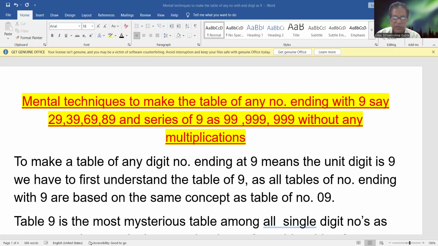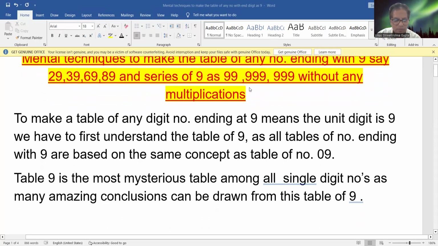So how the properties of table of a number are used for making the table of any number ending with 9, I will show in this video, and also some of the mysterious properties of this table. So to understand all that, I am sharing my screen with you. Come with me to my screen. Yes. First of all, confirm to me that my screen is visible to all of you and that I am also audible to all of you.